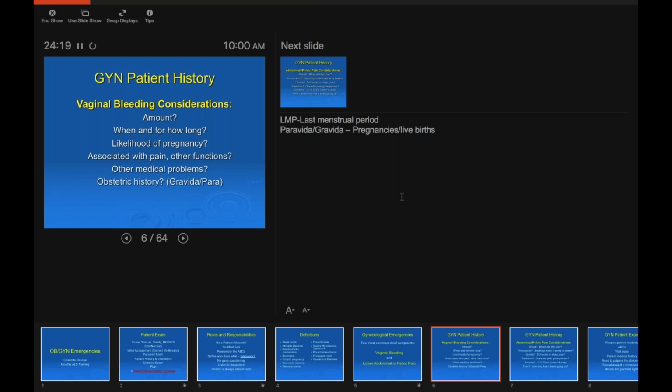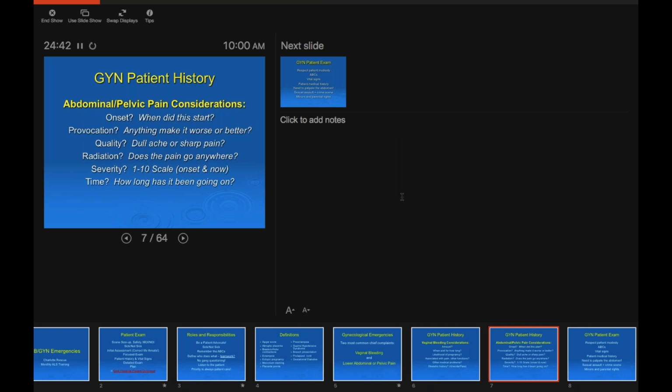If you're an all-male crew, just make sure you're being professional and ask the appropriate questions. Is there any pain associated with this, or any other functions? Are there any other medical problems that you may have? And obviously, there's obstetric history for the gravida para, so we want to find out the number of pregnancies and things like that.